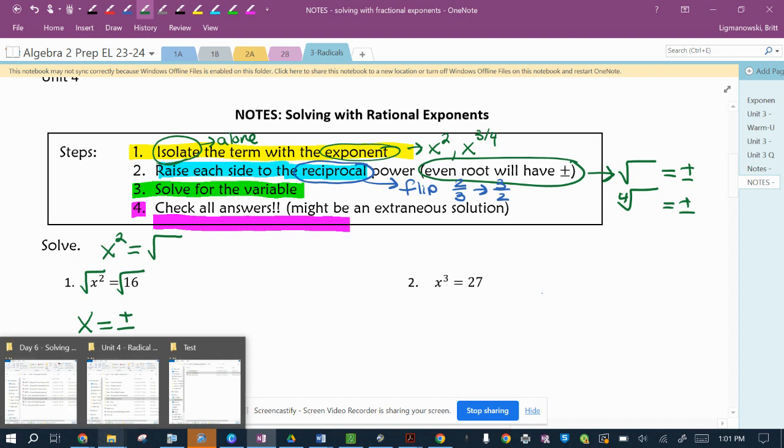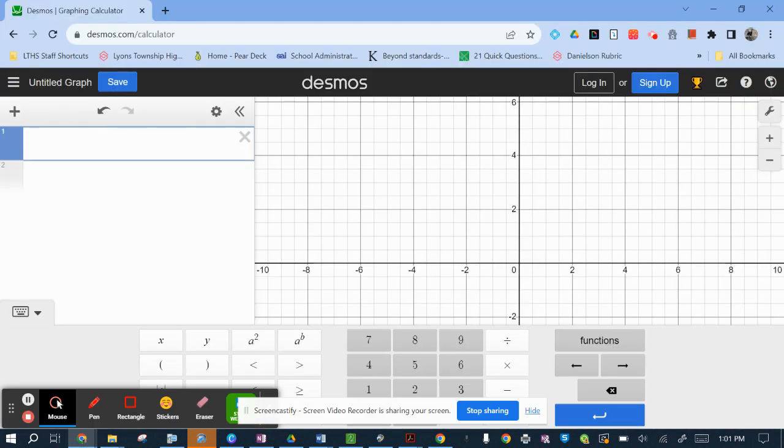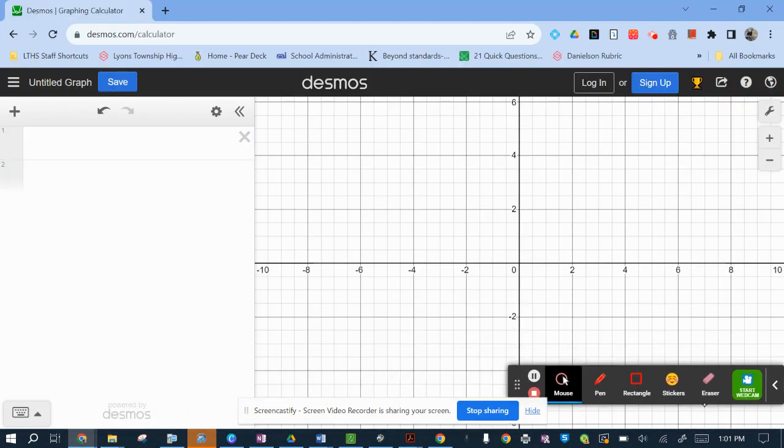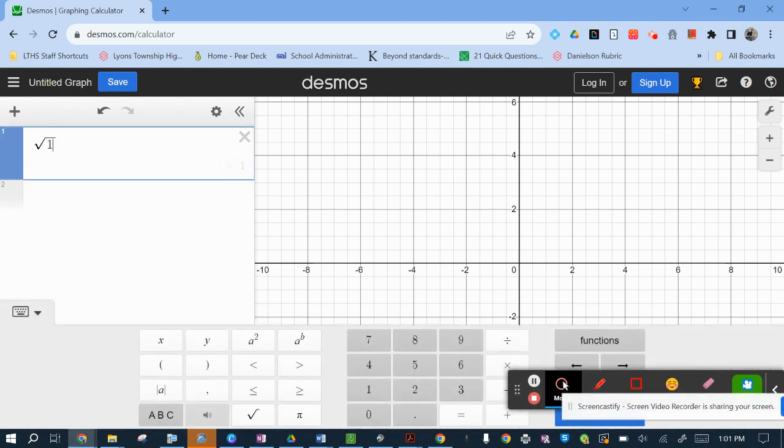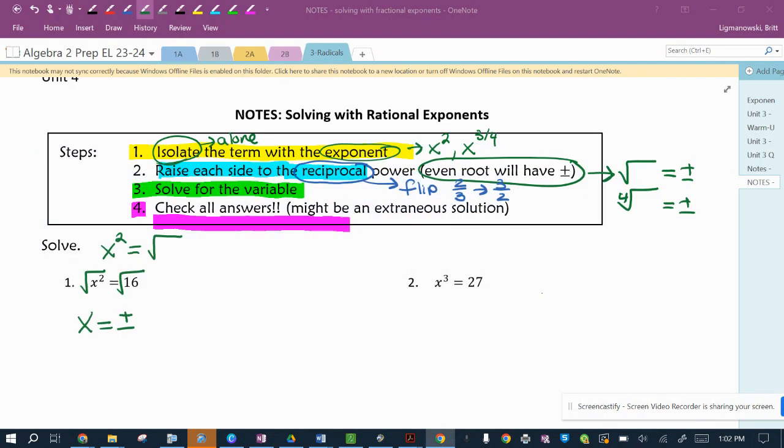And so if I do the square root of 16, it's going to be 4. So the raíz cuadrada of 16 is 4. So it's going to be positivo and negativo 4. So positive and negative 4.